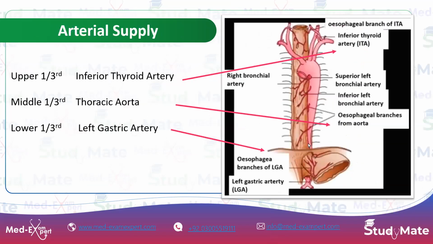Then arterial supply again is divided into three parts: the upper one third, the middle one third, and the lower one third. तो अगर आप देखें, the upper one third is supplied by the inferior thyroid artery. The middle one third is supplied by the thoracic aorta. There are esophageal branches from the thoracic part of the aorta, and the lower one third is supplied by the left gastric artery, the esophageal branches of the left gastric artery.